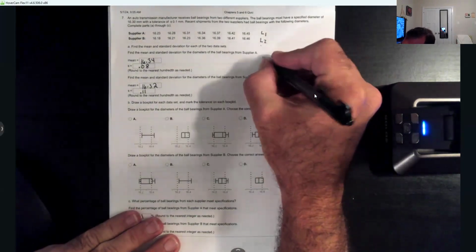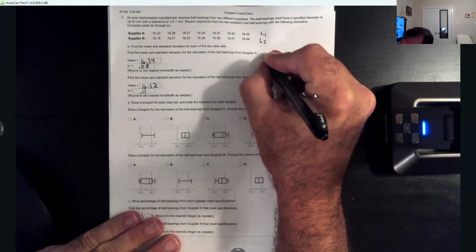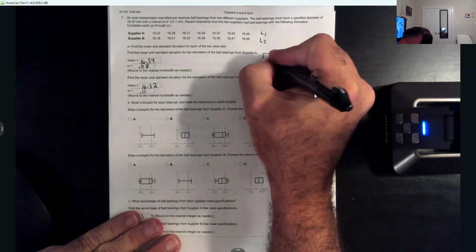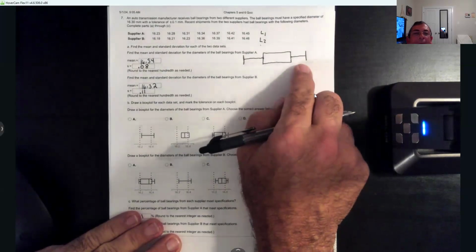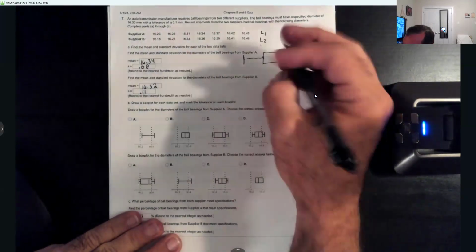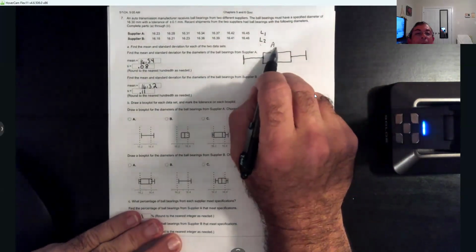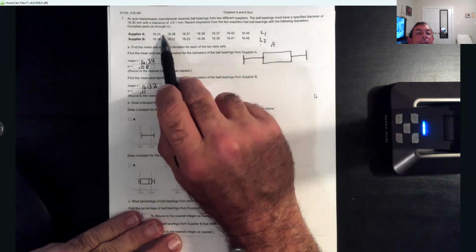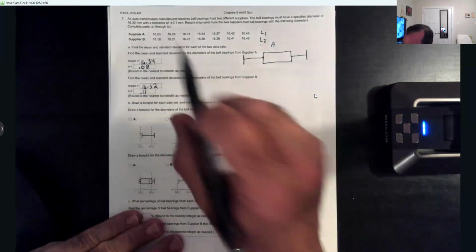All right, y'all, so draw a box plot for the diameters of the ball bearings from A. So y'all, let's draw a box plot real quick. Now remember, this plot will have whiskers, so my low value and my high value. This will be for A, and then we'll do one for B here. So for A, my lowest measurement, let's see, 16.23.